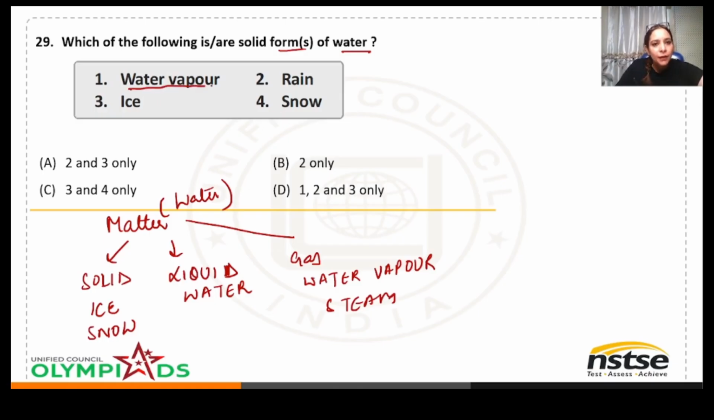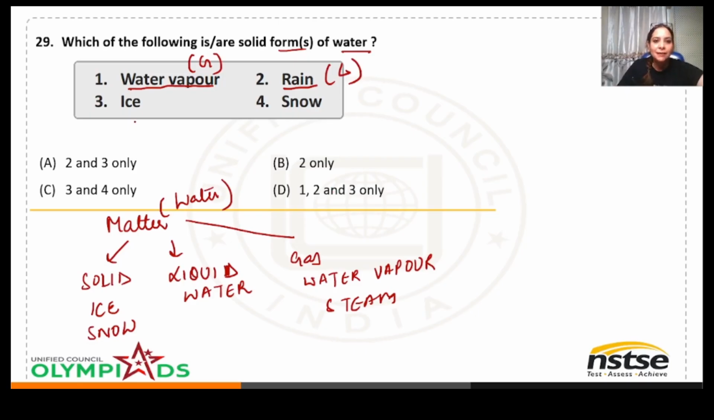So water vapor is a gaseous form, because particles are loosely packed there. Rain, what is rain basically? When small droplets of water come through the atmosphere, that is rain. So rain is a liquid form of water.